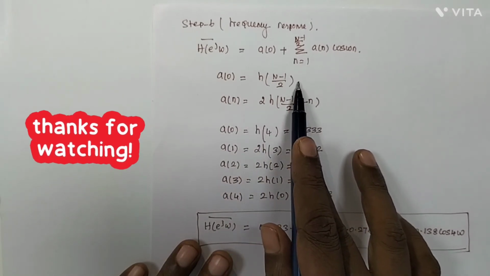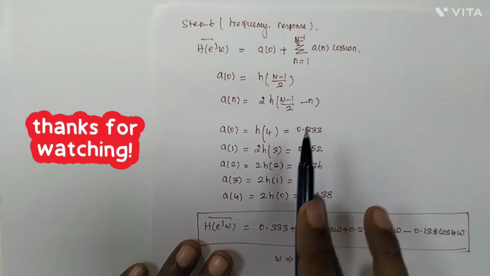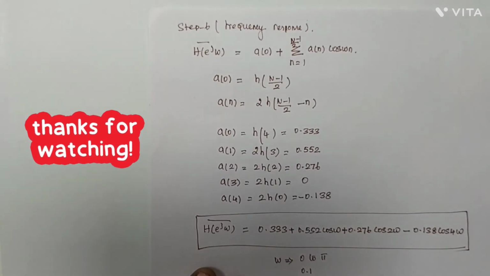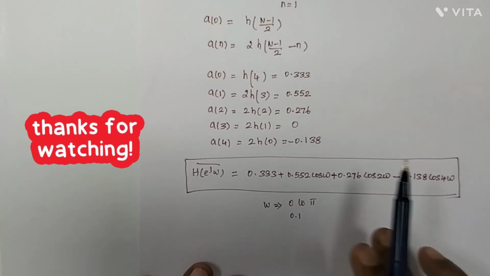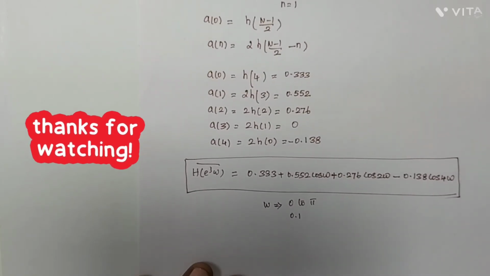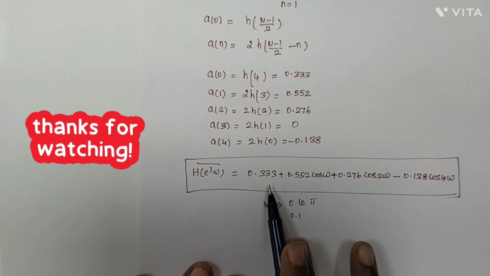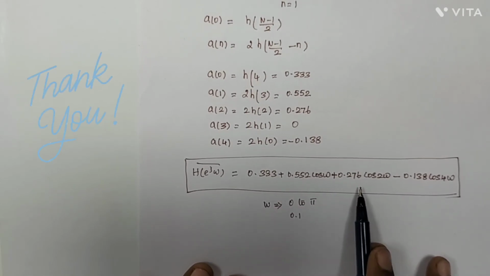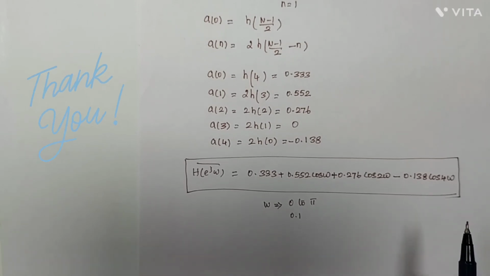So you have to pick the actual response after the causal filter. A of 0 is 0.33, A of 1 is 0.552, A of 2 is equal to 0.276, A of 3 is equal to 0 and A of 4 is equal to minus 0.138. So from this final answer, h of e power j omega is equal to 0.33 plus 0.552 into cos omega plus 0.276 into cos 2 omega minus 0.138. Thanks for listening. Thank you so much.